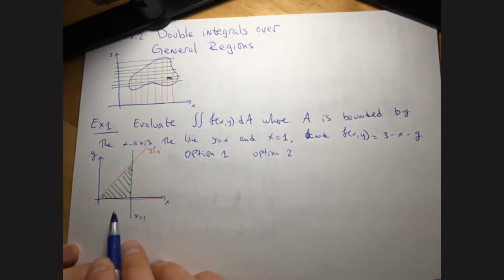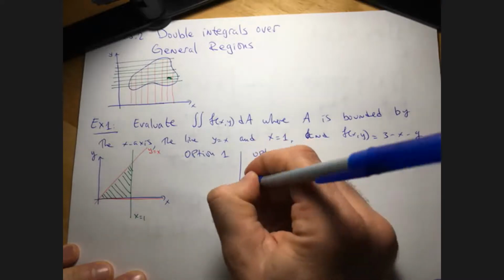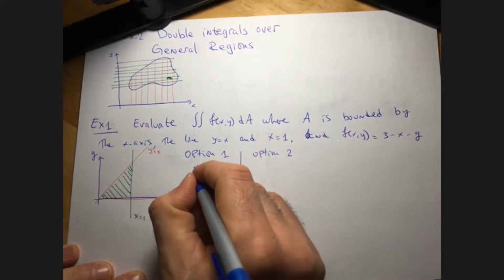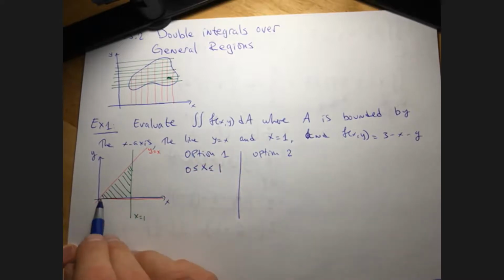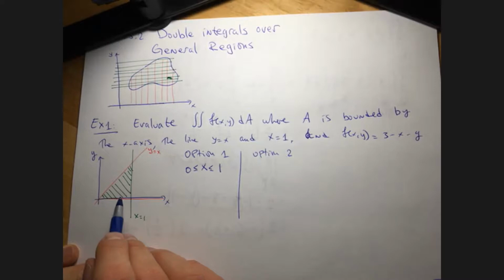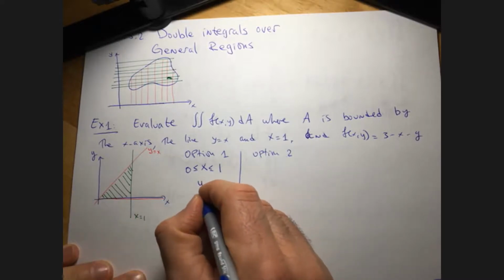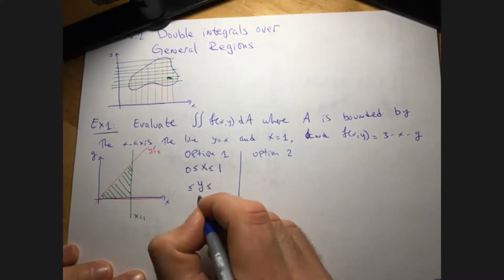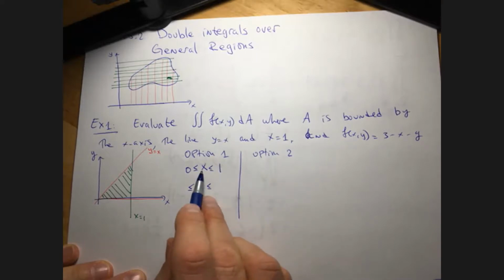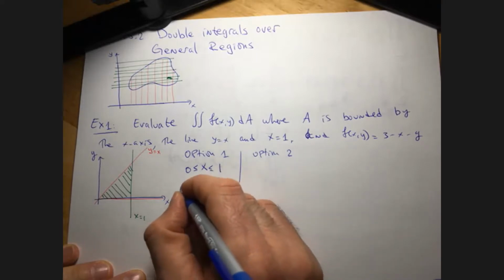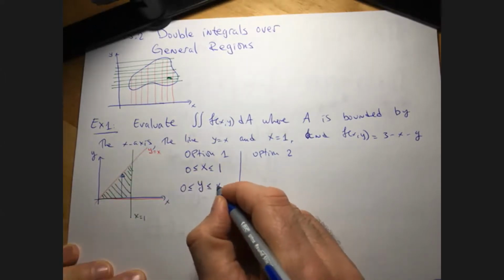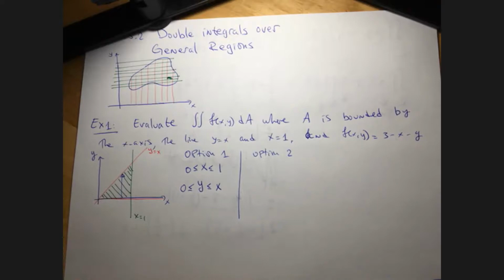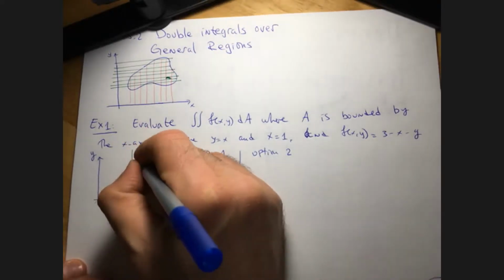The first option is you fix x. You say x goes from, obviously, 0 to 1. You fix x, and then for each x, y goes from 0 to x, right? When these two intersect, this is (1, 1).